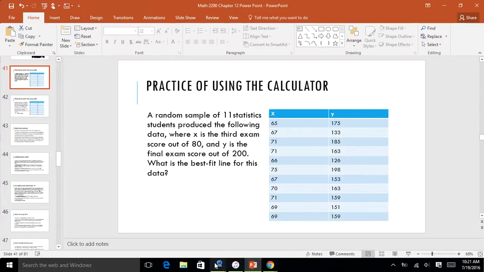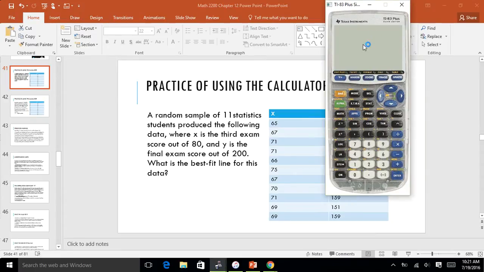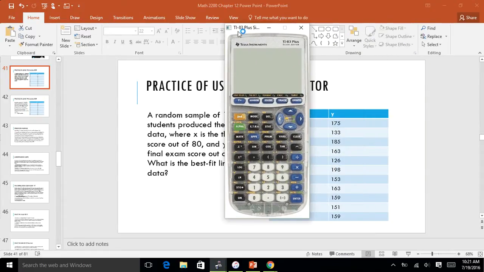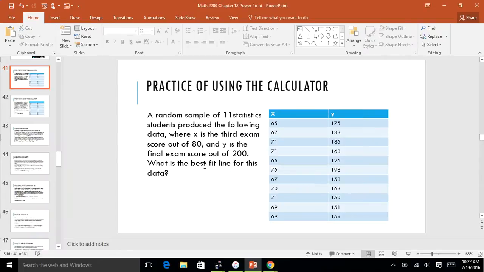So let's go back to the PowerPoint, and I'm actually going to show you how to put this in the calculator. I have data right here that I've been talking about for a little bit during this PowerPoint. It's 11 statistics students, and I want to see how they do on their third exam compared to their final exam. We saw this in one of the scatter plots.